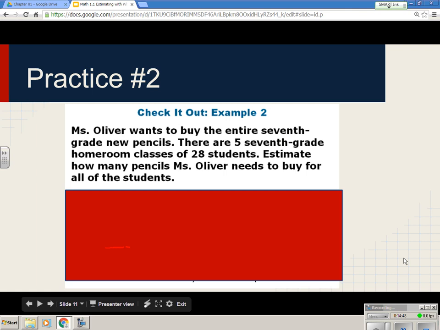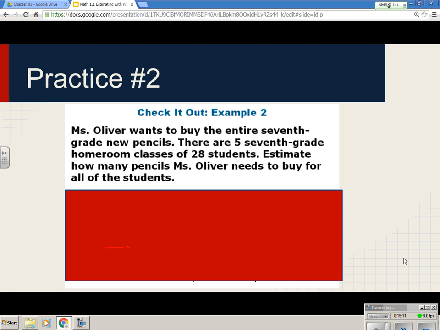All right, here's another problem that we can look at. You don't have to write this down unless you want to. Miss Oliver wants to buy new pencils for an entire 7th grade. There are 5 7th grade classrooms of 28 kids each. Estimate how many pencils Miss Oliver needs to buy. Now, before going on with this problem, why don't you pause and see if you can figure it out. See if you do what I do.